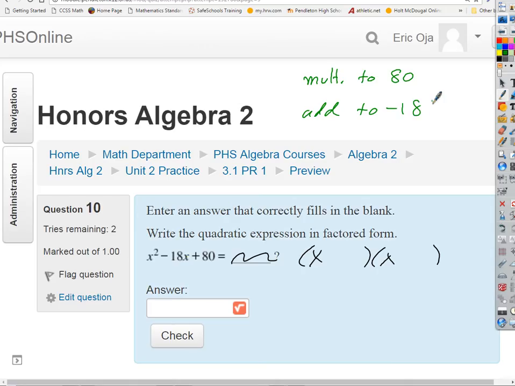Well, if they're going to multiply to a positive and add to a negative, we know that the numbers must both be negative if they exist. So are there numbers then that multiply to 80 and add to 18? Yeah, 10 and 8. So there's our answer, x minus 10 times x minus 8.